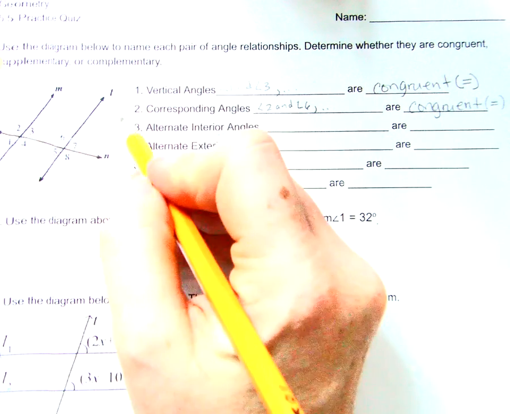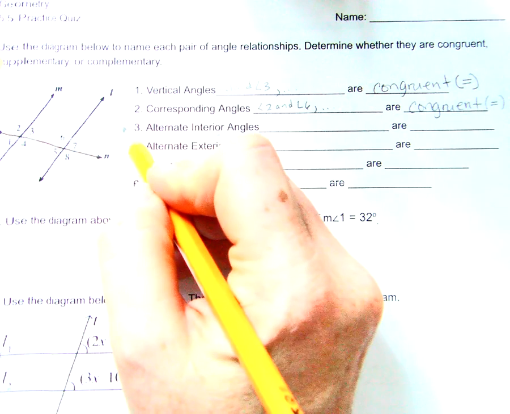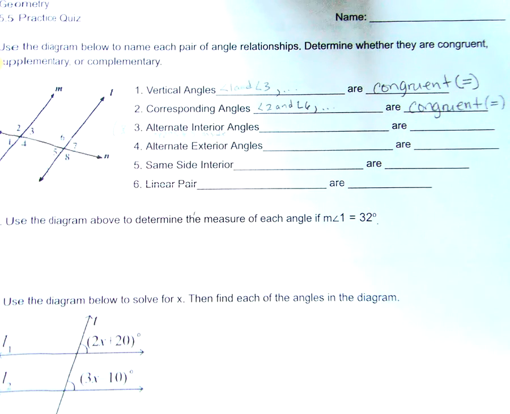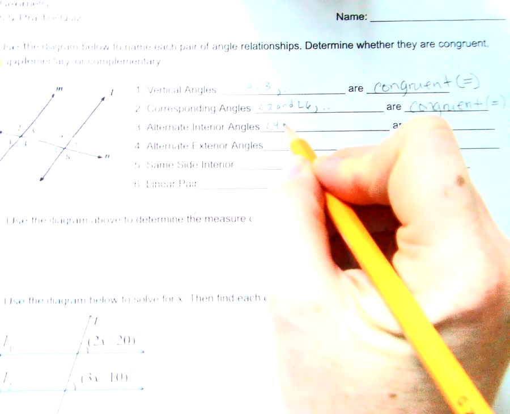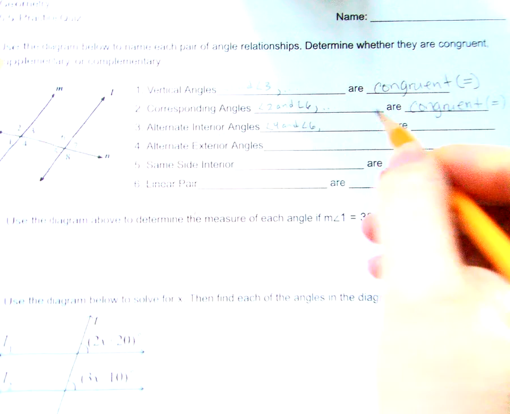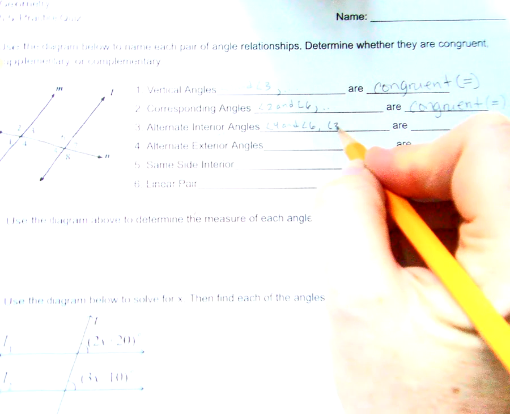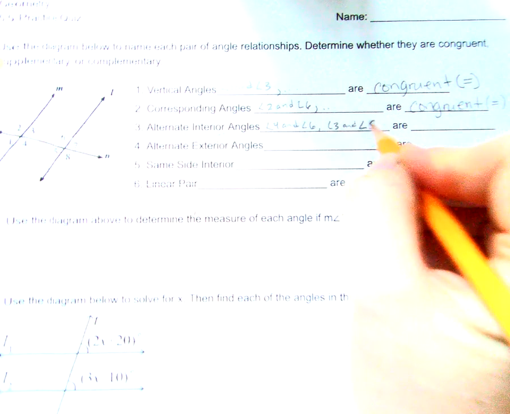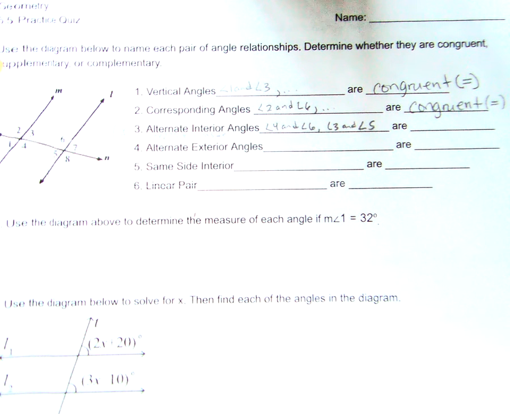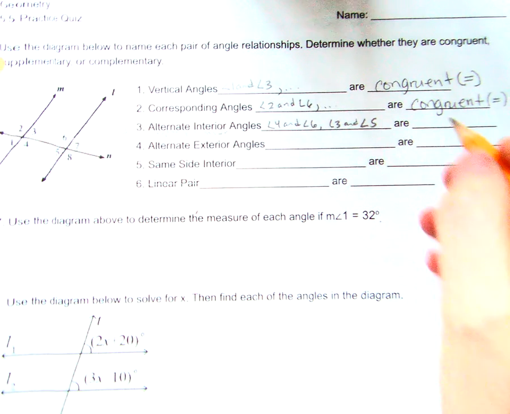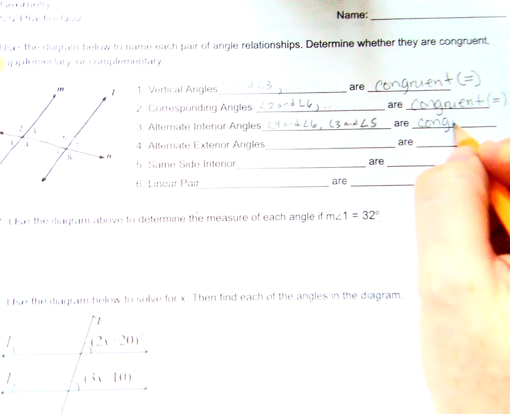And remember, alternate interior is where we make the Z, and the inside of the Z is your alternate interior. Okay? So your examples here would be like angle 4 and angle 6, and then angle 3 and angle 5. Those would be your examples of that. And these angles are also congruent. These angles are also equal.